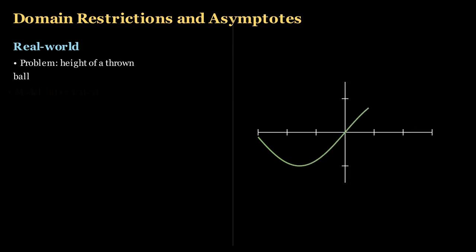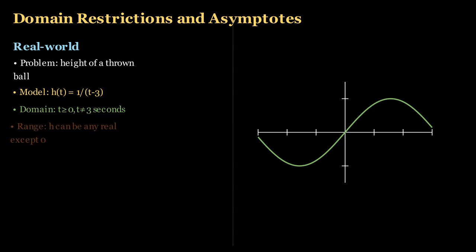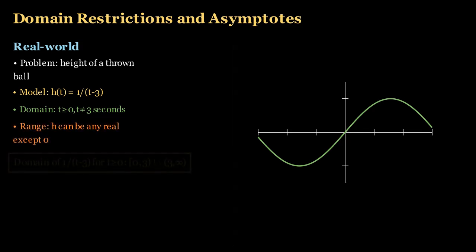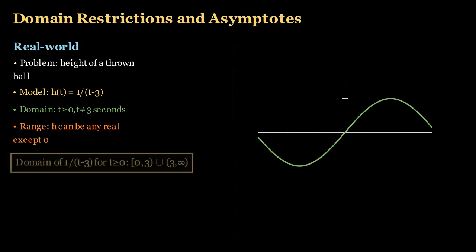What about the range? As time approaches 3 from the left, height plunges to negative infinity, from the right, it soars to positive infinity. The function can output any real number except 0, because 1 over something is never 0. So the range is all real numbers except 0. The same method, set denominator not 0, inside even root non-negative, solves any domain problem.